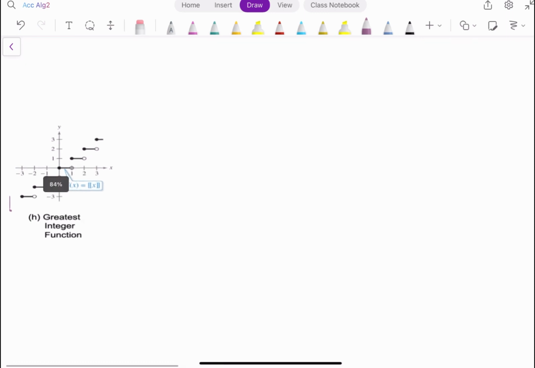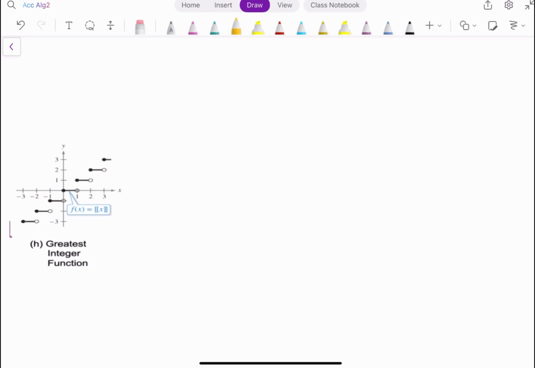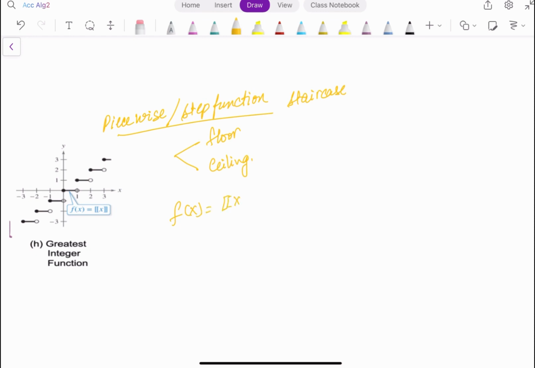Now, the other thing is the greatest integer function. If you look at the function, it looks like a staircase, stepping up, and the stepping up is quite uniform. The steps are at every integer. We are not talking about any decimals. This is also called the piecewise function or the step function. Some books might say piecewise function, some might say step function, staircase function, or greatest integer function. You might also see something called floor or ceiling. These are two different ways you can calculate it, but we will just focus on one thing.